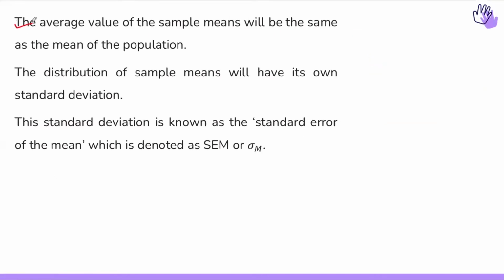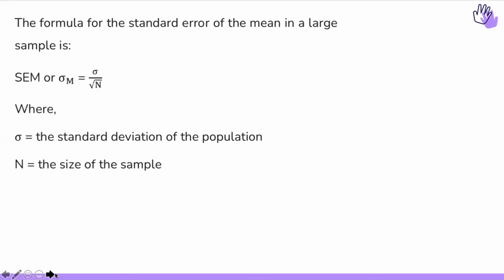Then the distribution of sample means will have its own standard deviation. This standard deviation is known as the standard error of mean, which in short form is denoted as SEM or sigma m. It basically gives us a clue as to how far such sample means may be expected to deviate from the population mean.